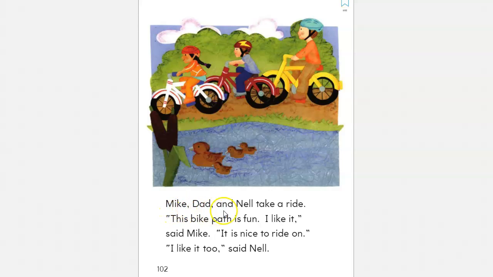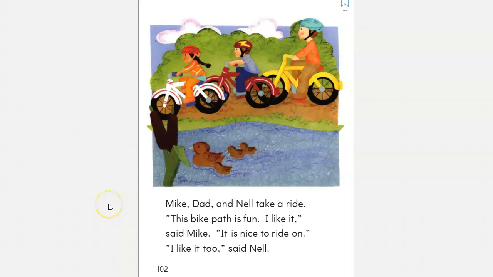Mike, Dad, and Nell take a ride. This bike path is fun. I like it, said Mike. It is nice to ride on. I like it too, said Nell.